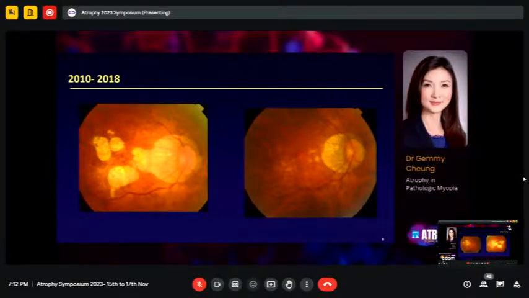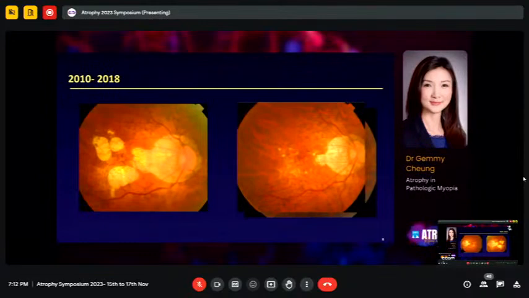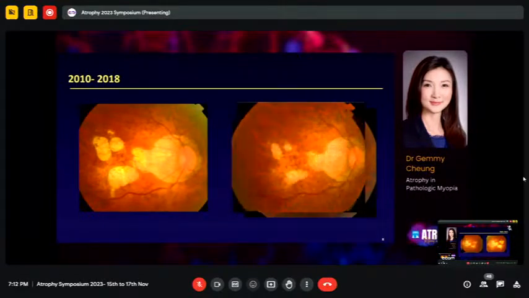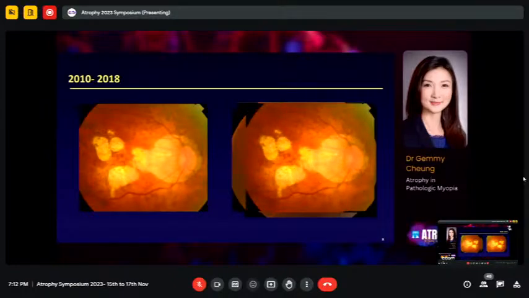On the left-hand side, you can see the well-formed patchy chorioretinal atrophy, luckily sparing the central fovea. On the right-hand side is how this eye started off 8 years ago. You can see areas of lacquer crack, and over the years, there is a bit of expansion around this area furthermore, and eventually coming to the final appearance that we observed in 2018.